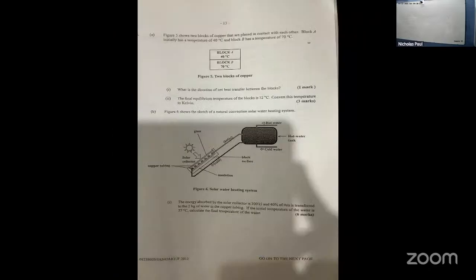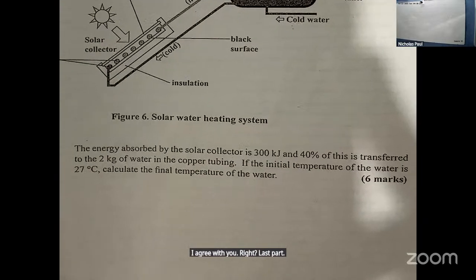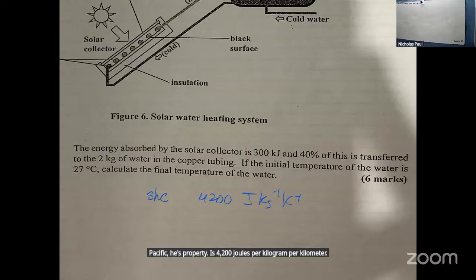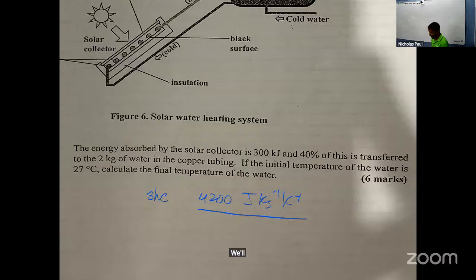Do this please, last one. The value that I give you for specific heat capacity is 4,200 joules per kilogram per Kelvin. Try that please, so you're using 4,200. Look at that please. We'll zoom in a little more. You should come on the board and do it.